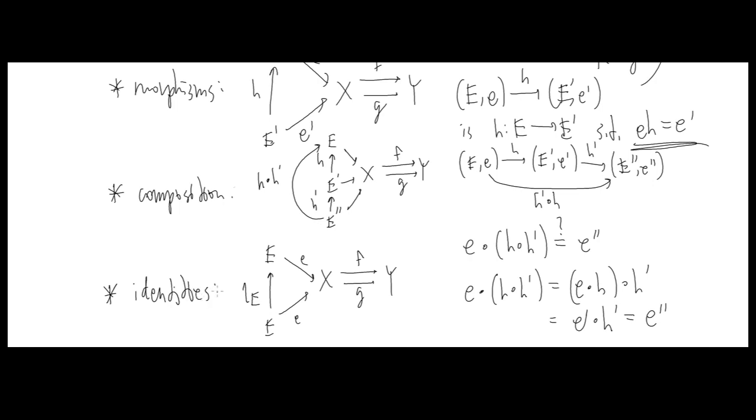I don't have to specify what identities are as part of the structure, because as we know, they can only be chosen in a unique way. We proved this, I think, right at the beginning. But of course, composition could have been chosen in various different ways, so that I have to specify.